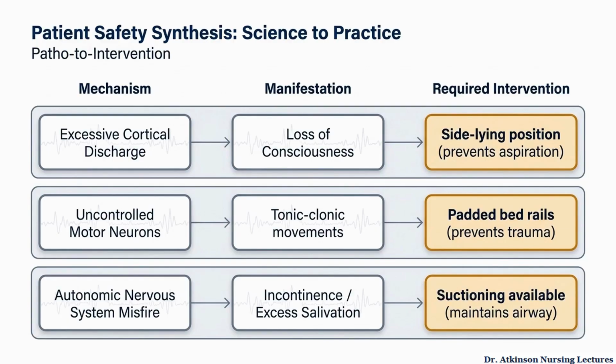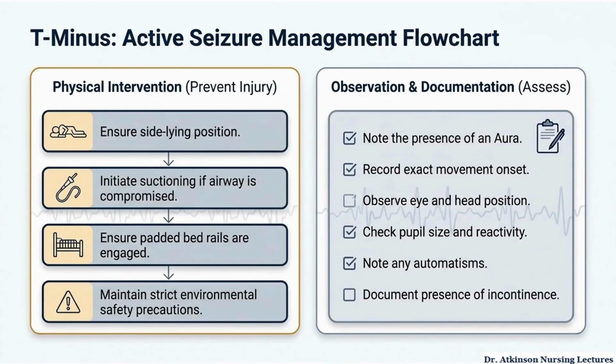And one very important NCLEX safety point: never place anything in the patient's mouth during a seizure. When a seizure is actively happening, the priorities are safety, airway, and assessment. First, protect the patient from injury. Turn them to the side if possible. Maintain seizure precautions, and suction only if the airway becomes compromised. Keep the environment safe, and never try to forcefully restrain movements.